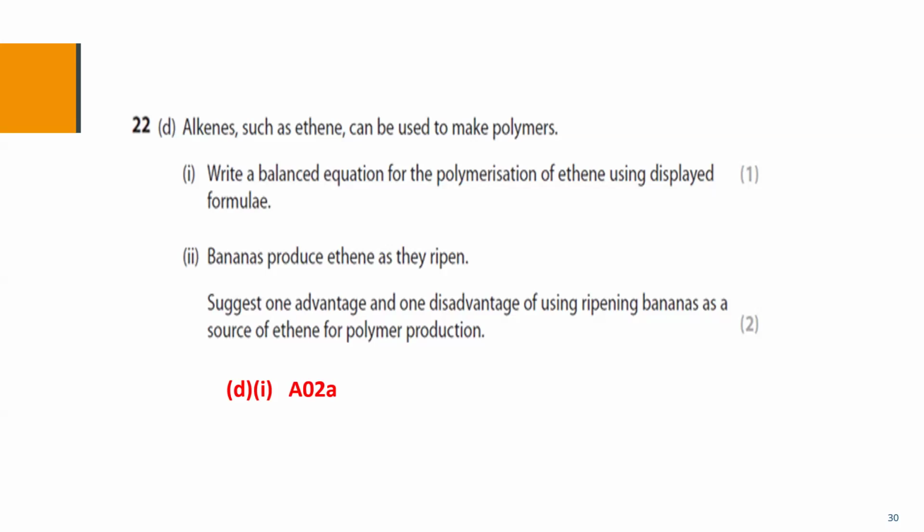Bananas produce ethene as they ripen. Suggest one advantage and one disadvantage of using ripening bananas as a source of ethene for polymer production. Well, this, of course, requires students to make a judgment here, to come up with an answer based on the data that they've been given, and therefore that will be classified as AO2B.